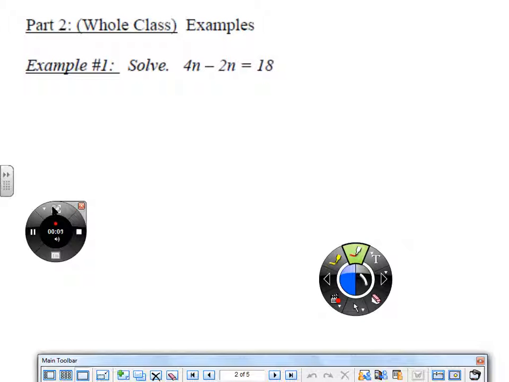I just want to make sure you guys know what I'm talking about when I say left side and right side. What is on the left side of the equation? There are like terms, specifically which like terms? 4n minus 2n. So that's the left side, and 18 is on the right side.